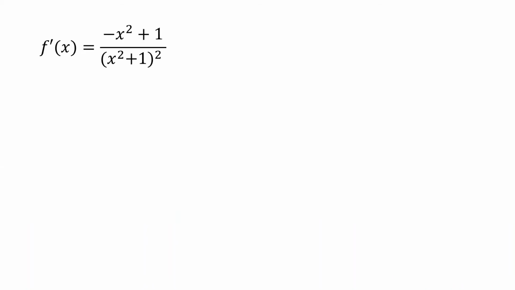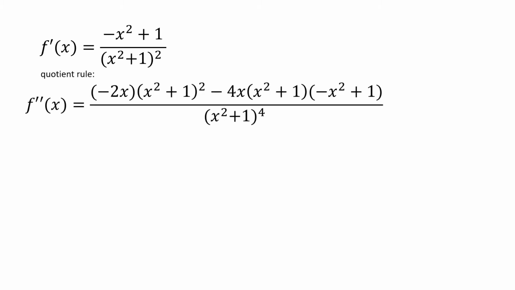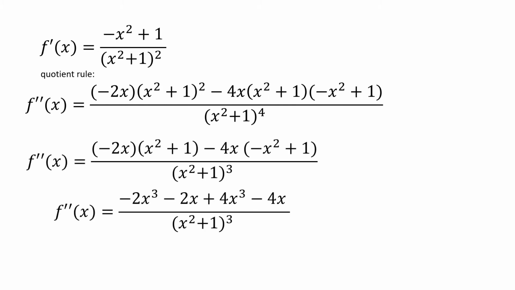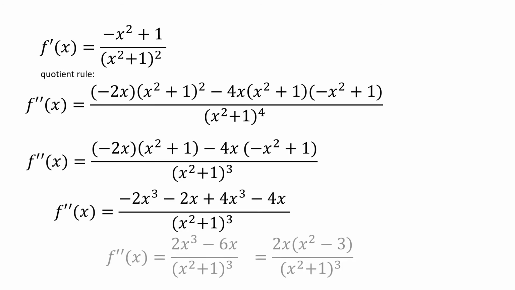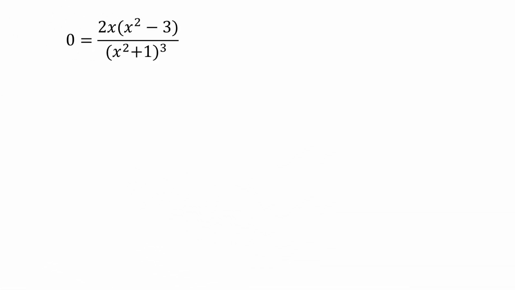So next, we're going to look at the concavity. So we just take the derivative of the first derivative to get the second derivative. So using the quotient rule again, we get this equation, and we can simplify using algebra to eventually get 2x, and then in brackets we have x squared minus 3, over x squared plus 1, all to the power of 3. So as per usual, to find the concavity critical points, we just make the second derivative f''(x) equal to 0.